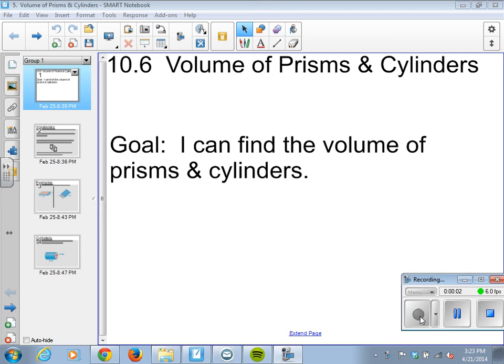Today we're looking at the volume of prisms and cylinders. Our goal is to find the volume of prisms and cylinders. In my opinion, this is much easier than surface area. I hope you all agree.